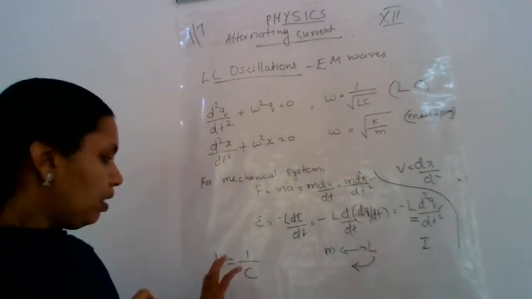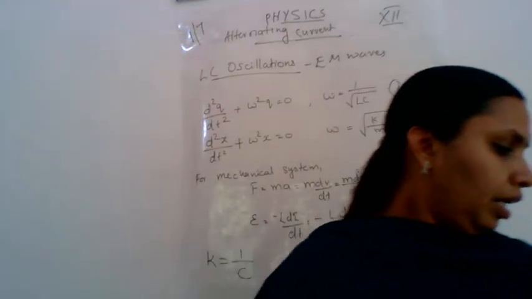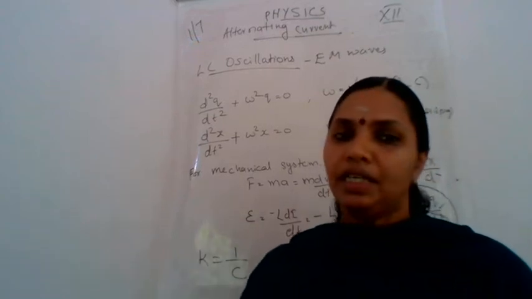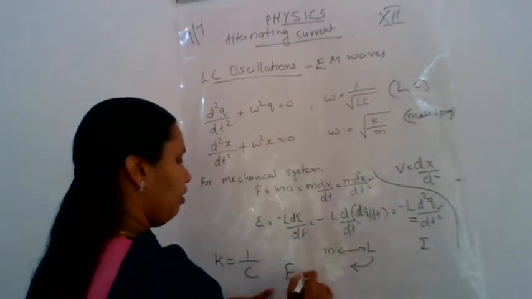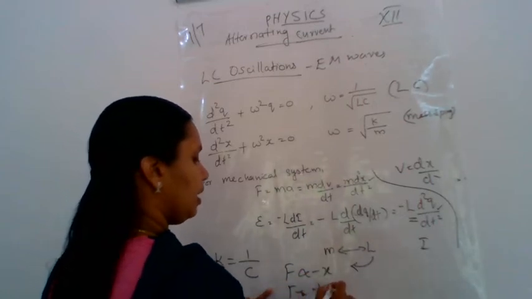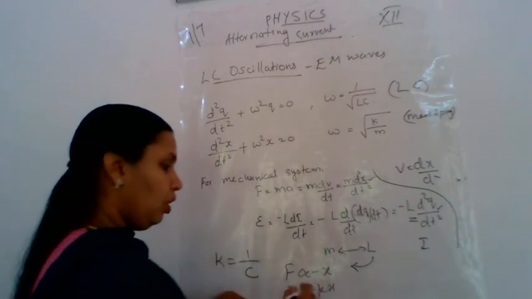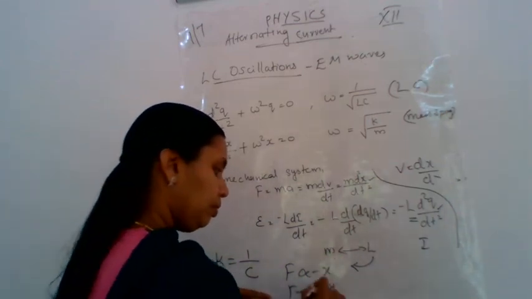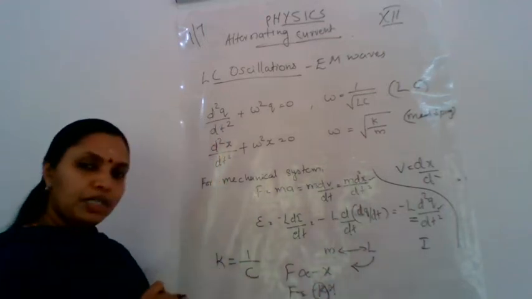So here the spring constant K determines the force required to produce the unit displacement. We know that, isn't it? The force F is proportional to minus x, and F is equal to minus kx, and that proportionality constant is known as the spring constant. So this determines the displacement when we are applying the force.